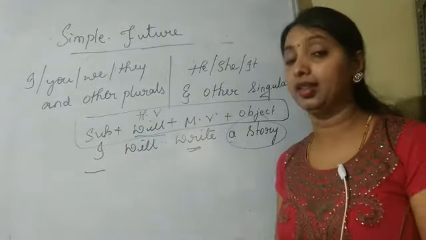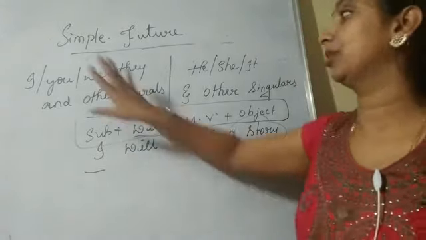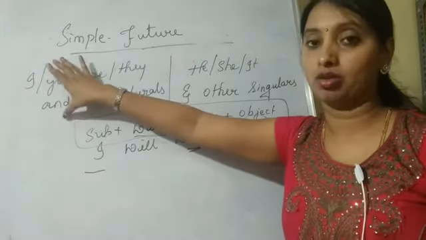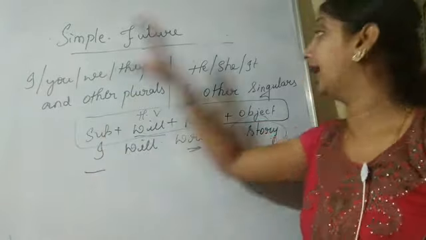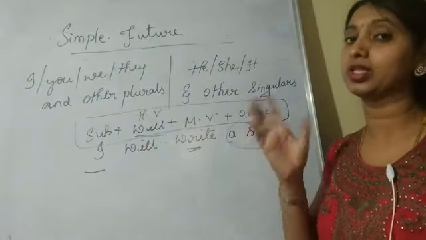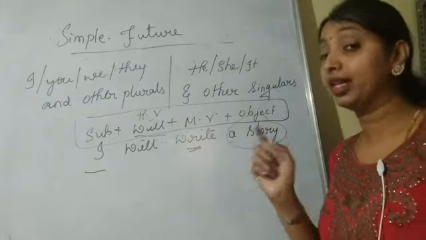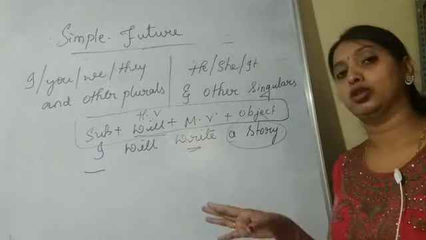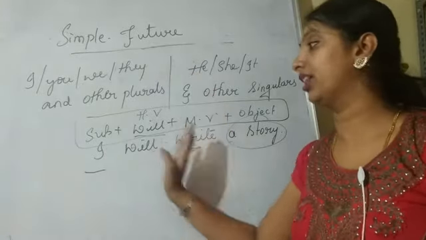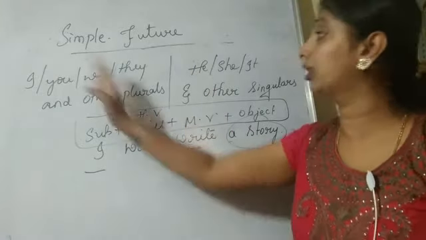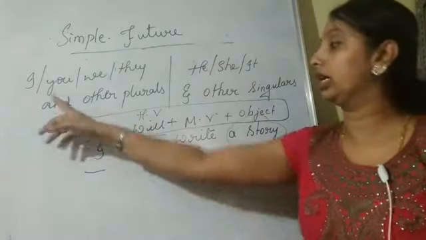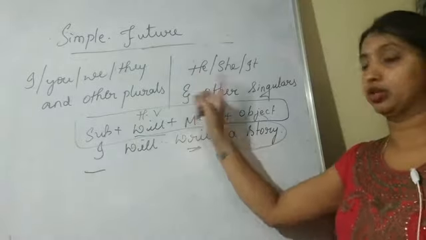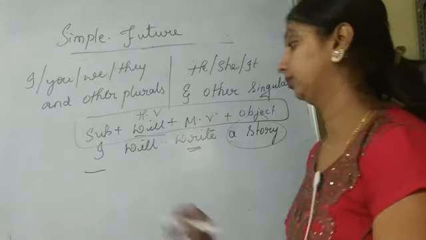And now in the simple present tense we had some differences between these two. So when this column was there, we had to use subject plus verb, and when this column was there, we had to use subject plus verb plus es. But in the past tense, we didn't have any difference. Do you remember? In simple future also, we don't have any difference. So it is the same for I also and for he also. See, I will write a story. You will write a story. If I take this also, he will write a story.